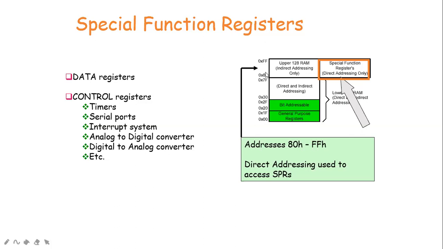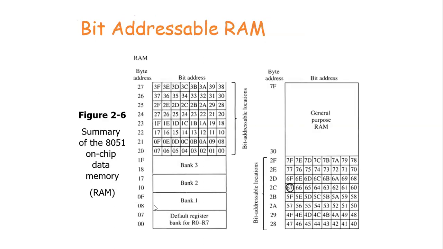And this is about 80 to FF. Bit addressable RAM, we already discussed. And general purpose RAM from 30 to 7FH.